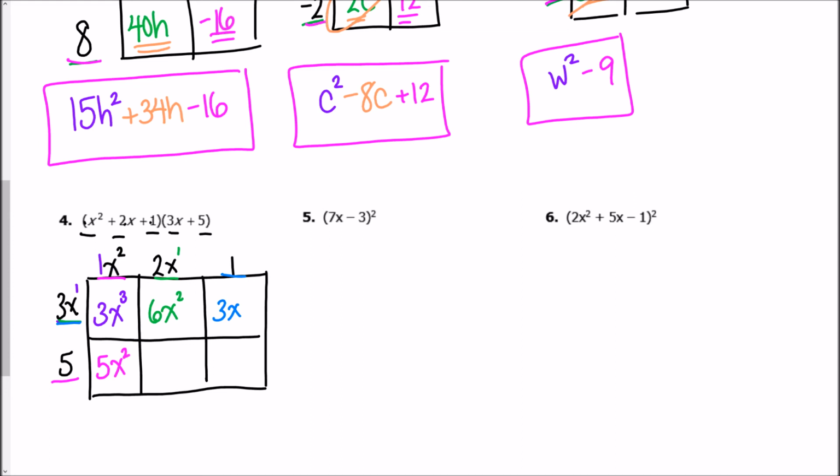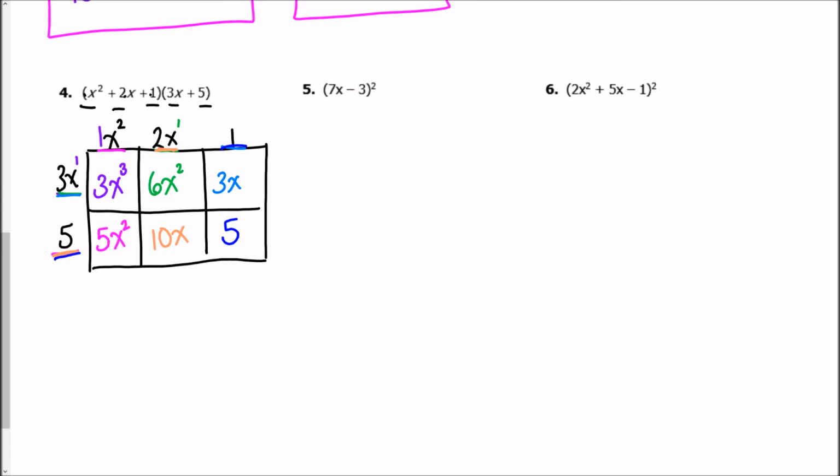Next, we have 5 times 2x. So 5 times 2 is 10, and then the x tags along here. And then for my last term right here, it's just going to be 5 times 1, which is 5. So now I'm just going to put together all the things that are like each other. So 3x cubed, nothing is like it, so I'm just going to copy it down.